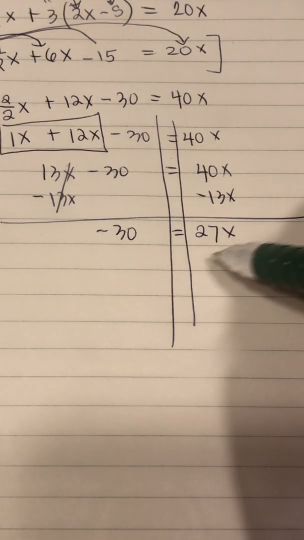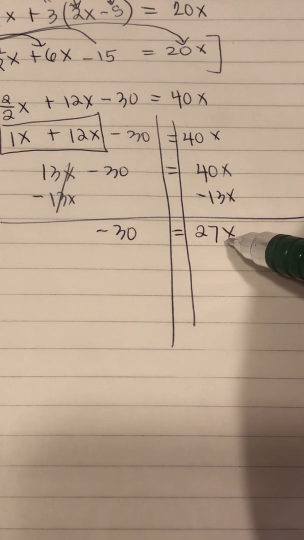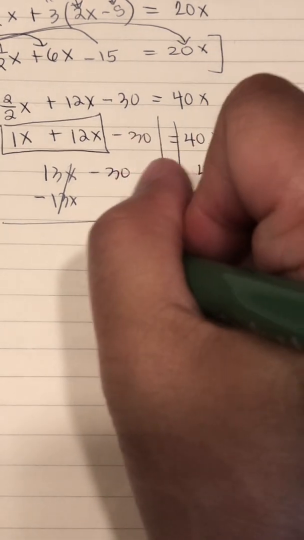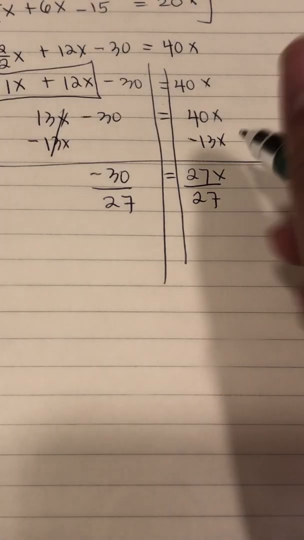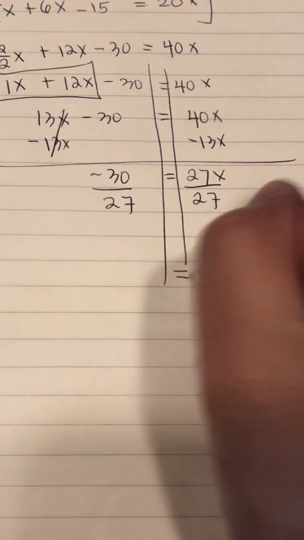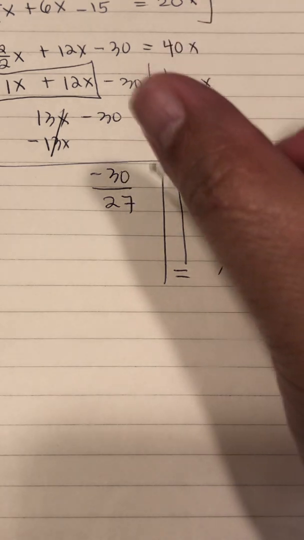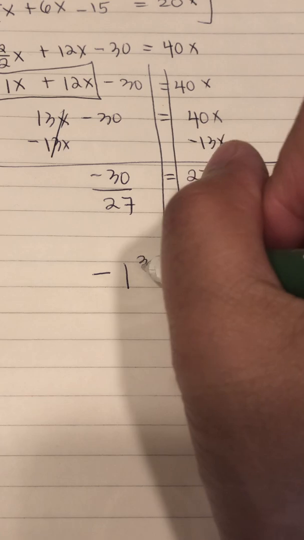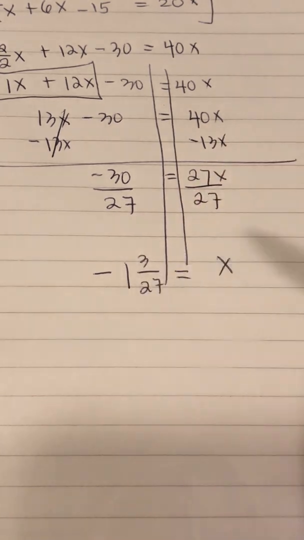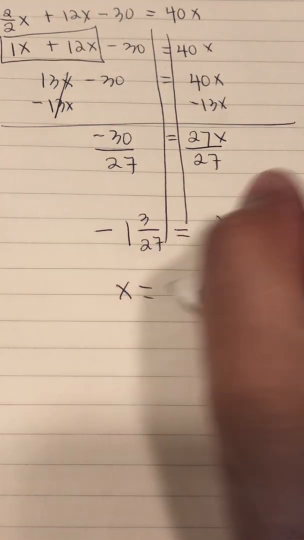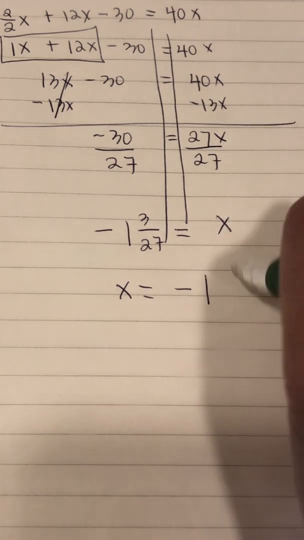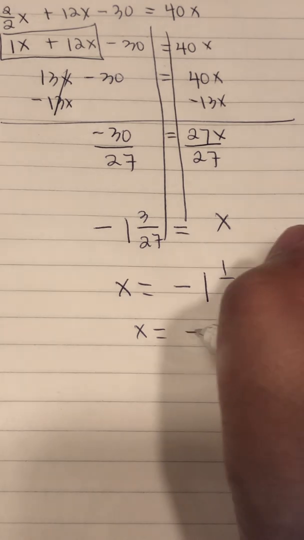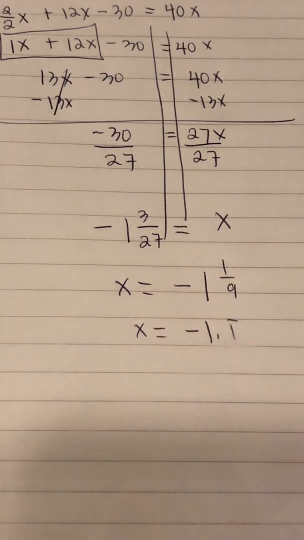So again, only focus on your x. So that's times 27. So the inverse of that is divided by 27. Divided by 27. So now x is equal to -30 over 27, or -1 and 3 over 27, or x is equal to -1 and 1/9, or x is equal to -1.1 repeating.